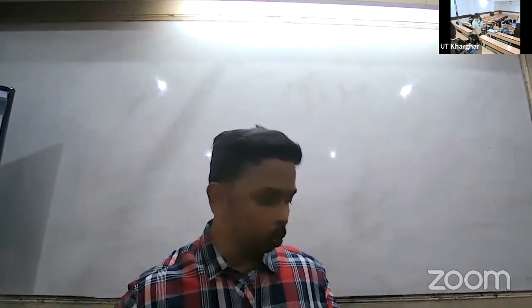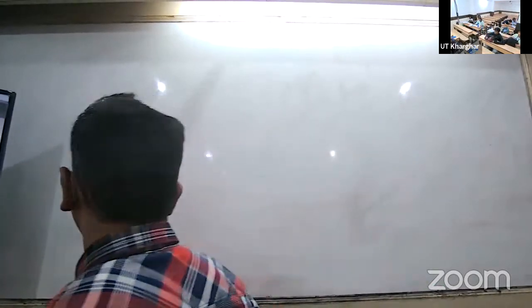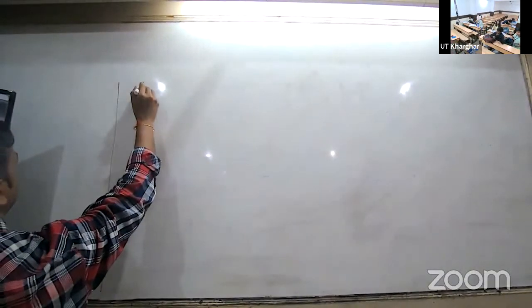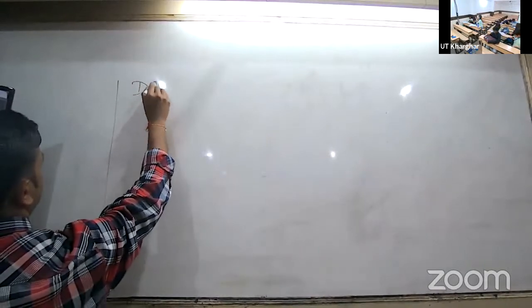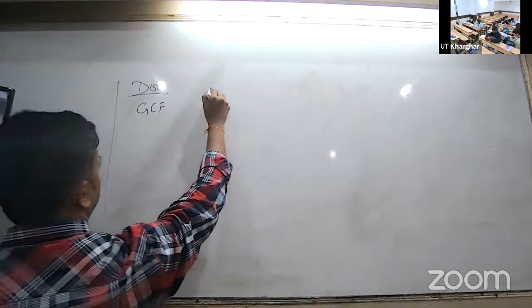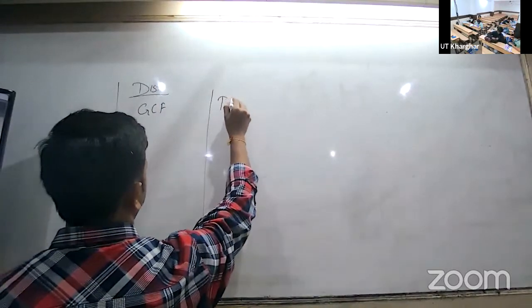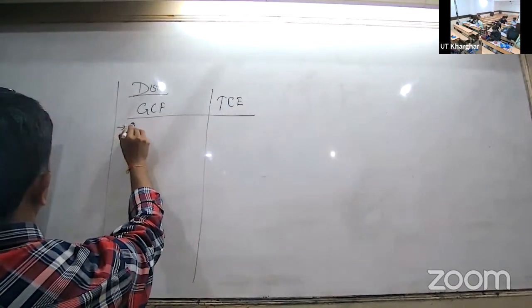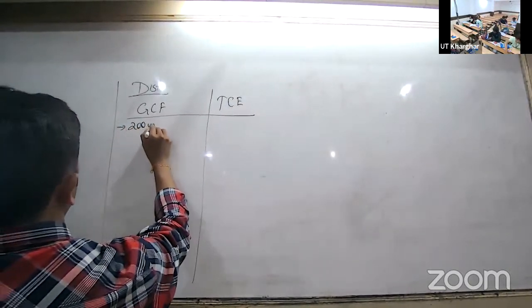Gondwana coal field is 200 million years old, whereas tertiary coal field is 50 million years old. Write that point now. Distinguish. Point number one, GCM and TCM. On one side you write GCM, on the other side you write TCM. First point: the coal which is 200 million years old.